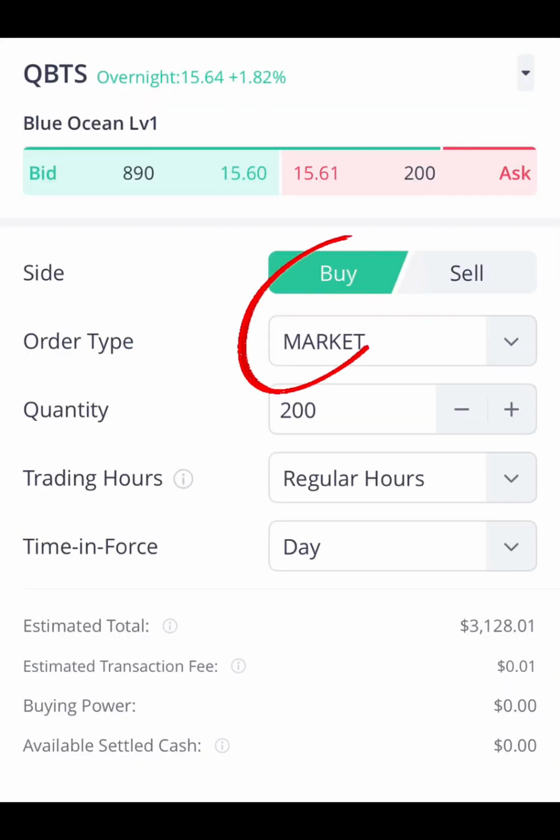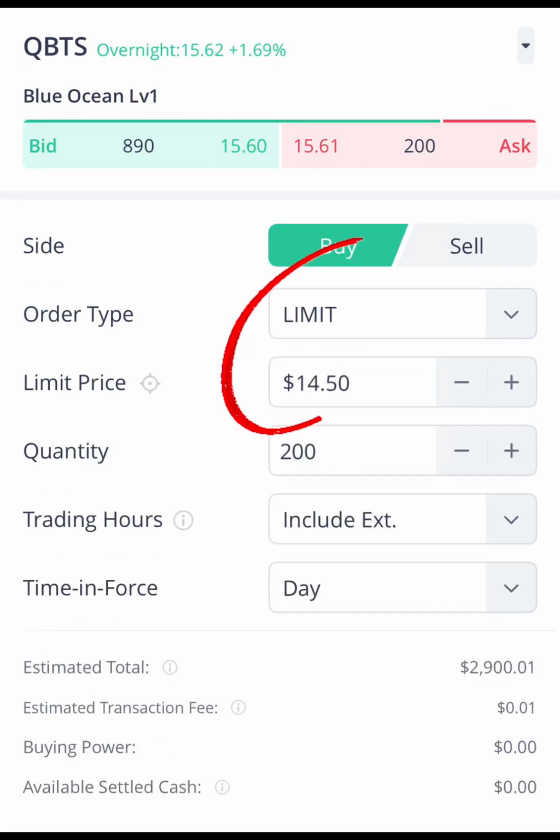When you're ready, hit the trade or buy button. Choose your order type. A market order buys at the current price instantly. And a limit order lets you set a specific price, which gives you more control. As a beginner, I recommend limit orders to avoid slippage. Enter the number of shares, review your order, then hit submit or swipe to confirm.